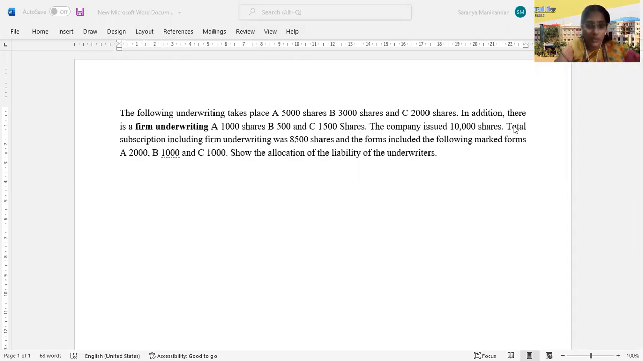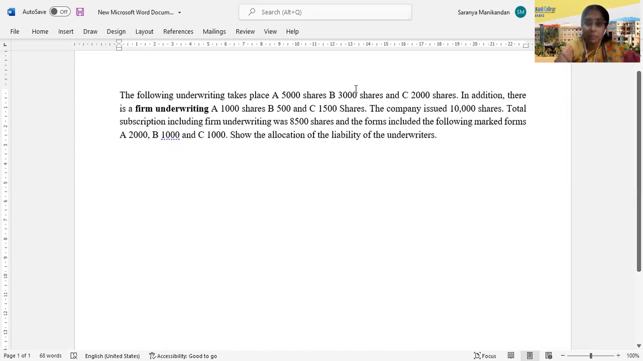The following underwriting takes place: A 5,000 shares, B 3,000 shares, C 2,000 shares. In addition, there is a firm underwriting: A 1,000 shares, B 500, C 1,500 shares. The company issued 10,000 shares. Total subscription, including firm underwriting, was 8,500 shares. And the forms included the following marked forms: A 2,000, B 1,000, and C 1,000. Show the allocation of the liability of the underwriters.